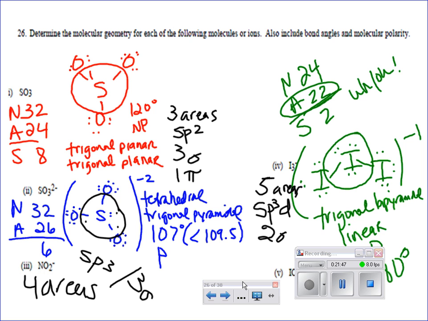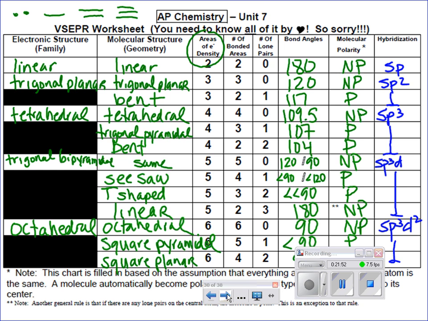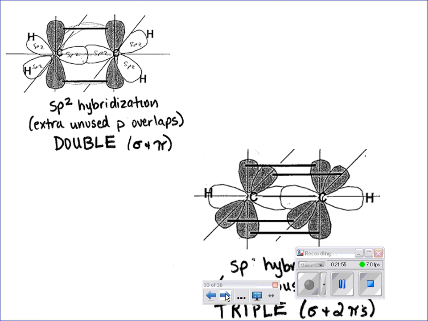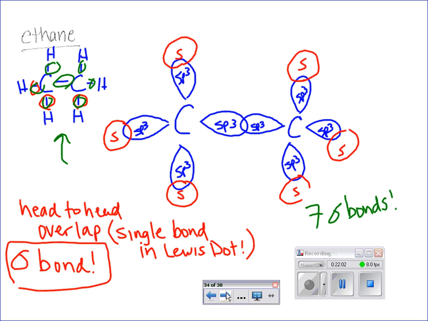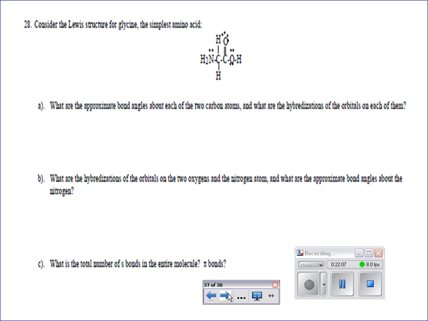So let me show you what a typical AP question would look like. Skip all the way to the end. You've got 2 molecules drawn for 2 different problems. All these other pictures that I'm skipping through are pretty much the same thing pre-drawn for you, but I wanted to talk as I drew them. I think it helps you understand them better. So number 28 is a prime example. And consider the Lewis structure for glycine. What are the approximate angles about each of the 2 carbons and the hybridizations of the orbitals on each of them? So let's look at the left carbon.